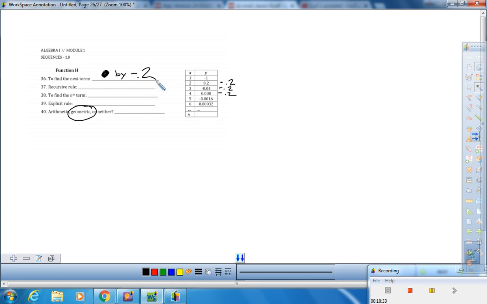Alright, so where do we start? We start with -1 times -0.2 to the n minus 1. And that should get it done. So f of n is -1 times -0.2 to the n minus 1. And you do need both those negatives. It's not the same thing as 0.2 to the n minus 1.